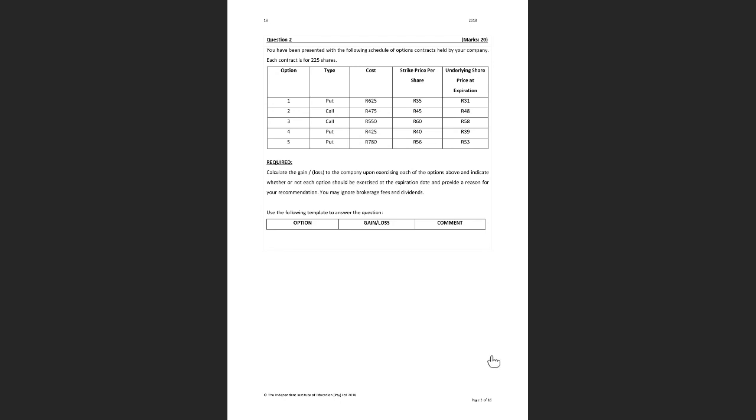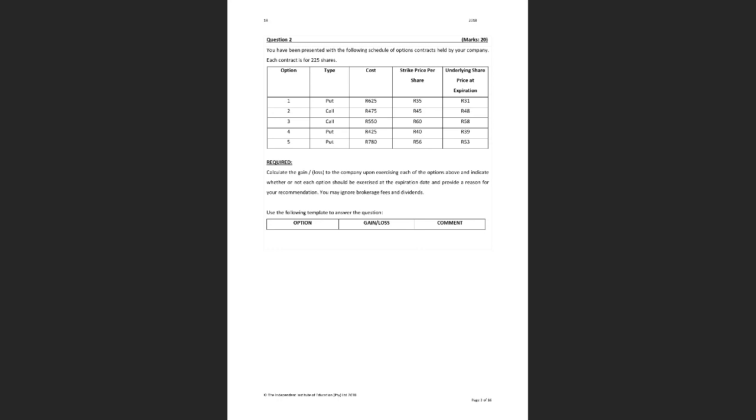So take note, there's already 2 parts of the question. First of all, calculate the amount of the gain or loss. Secondly, indicate whether it should be exercised or not. And thirdly, provide a reason for your recommendation. So there are marks allocated for answering each of the 3 parts of the question. Okay. So again, don't leave that out.